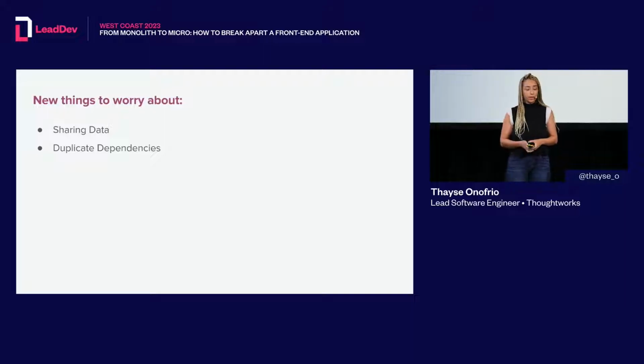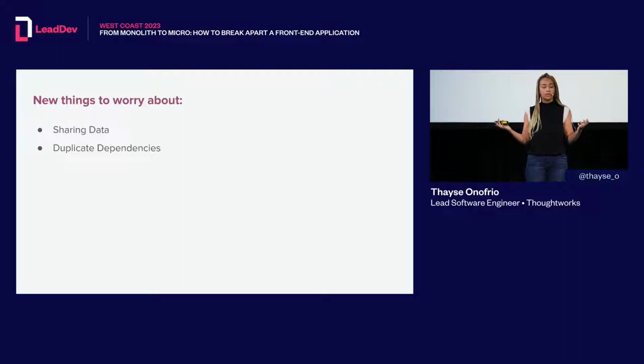Another thing we need to worry about is having duplicate dependencies. Previously, we were just going to a URL, loading a web page that would load a bunch of JavaScript dependencies. But now, if we have two separate apps and they have different dependencies, the user would download way more things. So that can really affect performance, and we need to be careful with that.